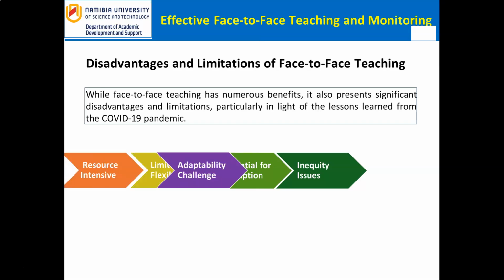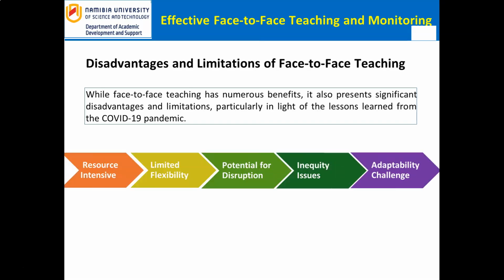5. Adaptability challenges. 5.1. Resistance to change. The sudden shift to online learning during the COVID-19 pandemic revealed that many academics and institutions were unprepared to adapt their teaching methods and curricula to digital platforms. This resistance to change can hinder the adoption of more flexible and resilient educational models, according to Anderson, 2020.